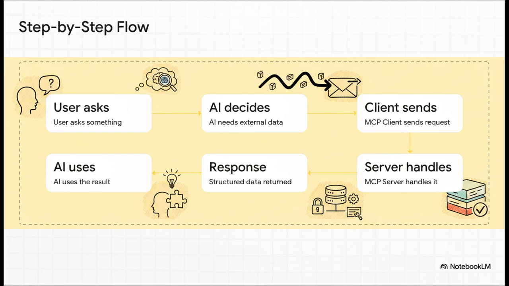Step 5. The server sends back a clean, structured response. Not messy, unstructured text, but clean data. And finally, Step 6. The AI absorbs that structured data and generates an accurate, context-aware response for you. Now, all of this happens in the blink of an eye, but this 6-step handshake is absolutely crucial. It ensures the AI always gets exactly what it needs, securely and, frankly, without hallucinating.